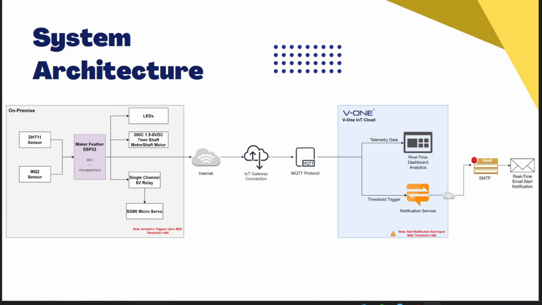Let's have a look at the high-level system architecture. Sensors like MQ2 and DHT11 collect environmental data. The ESP32 processes data, triggers actuators, and sends information to the cloud. Actuators like servo motors, relays, and LEDs perform automated safety actions. The cloud platform enables real-time monitoring and alerts, also email alerts via SMTP.